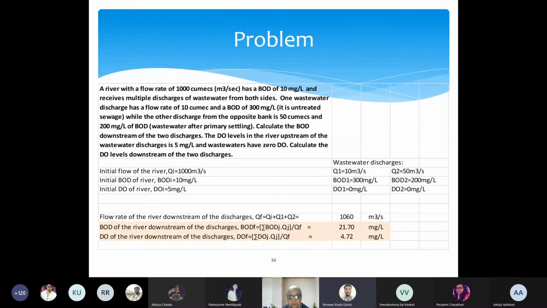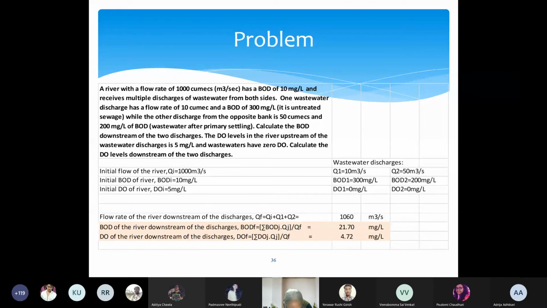Ma'am, between which two attributes do we have to sketch? We have to do the sketch. Say that again. Between which two attributes do we have to draw the sketch? When I say sketch, I mean the river and the wastewater discharges. So what you need to do is just sketch a line for the river, and the two wastewater discharges are coming from both sides at the same point. You understand? River has two banks.